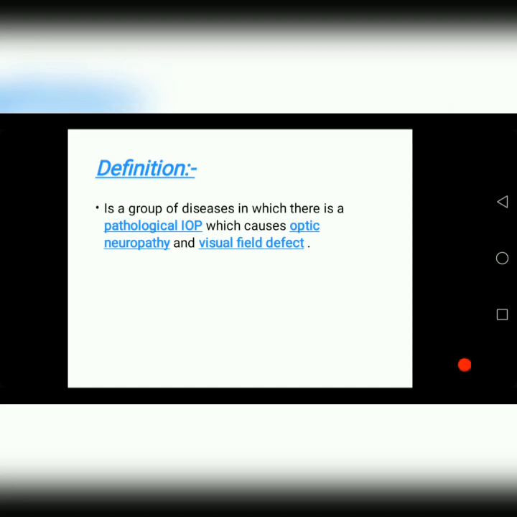Glaucoma is a group of diseases in which there is a pathological intraocular pressure which causes optic neuropathy and visual field defect. Pathological intraocular pressure may be elevated intraocular pressure sufficiently to cause damage to the optic nerve, or just normal intraocular pressure, but it also causes damage to the optic nerve.